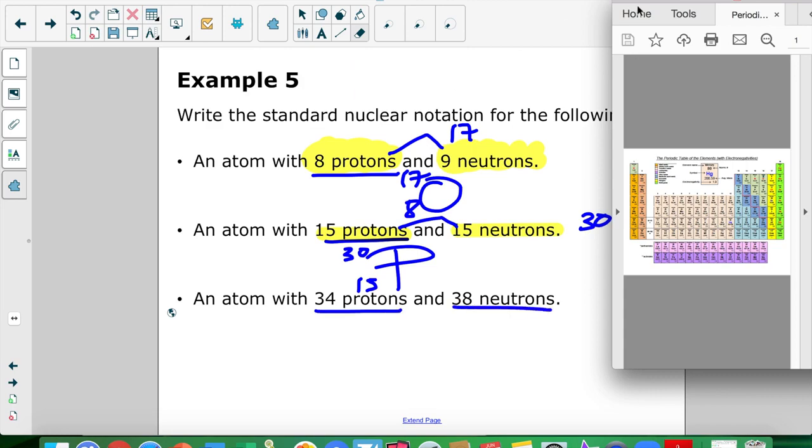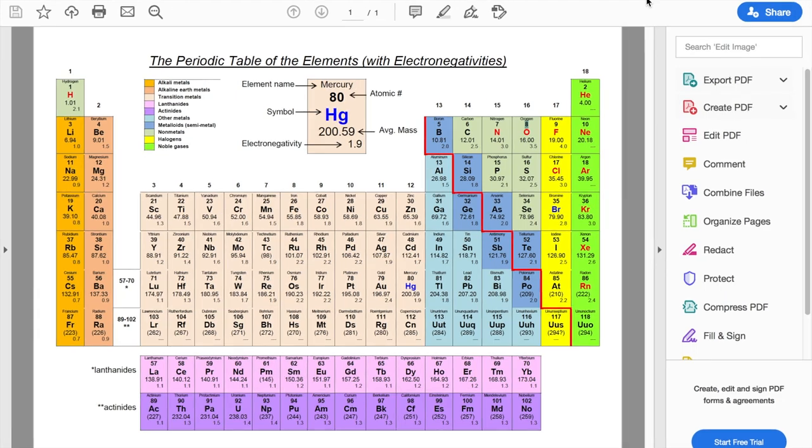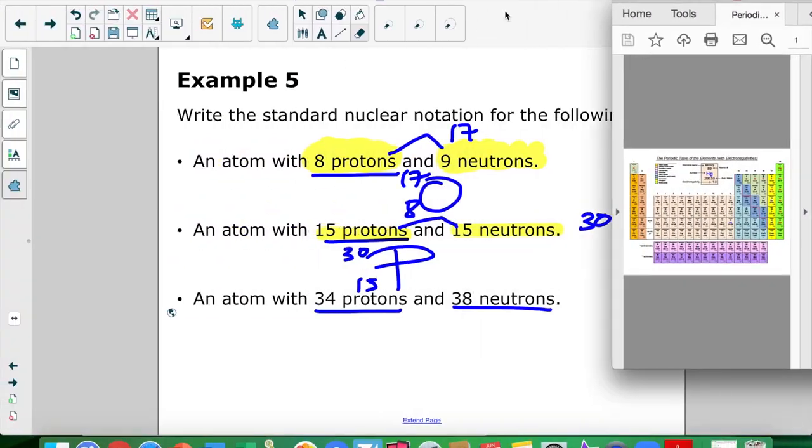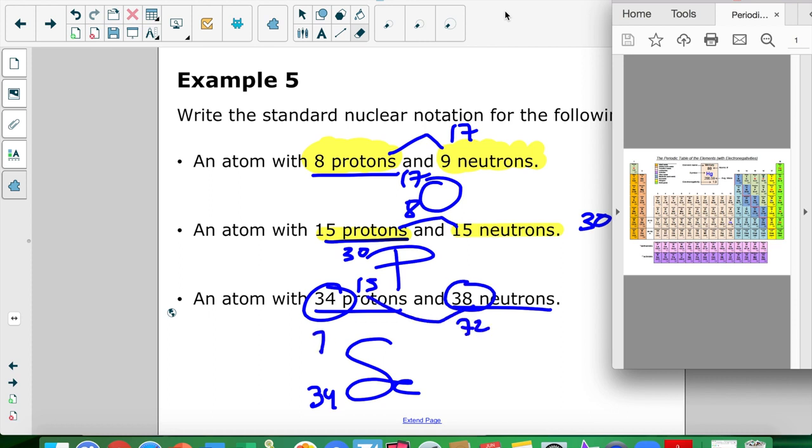So again, I go back to the periodic table and I say, what is the atom that has an atomic number of 34? So 34, it's here. So that's going to be selenium. All right, so I go to my activity over here and I write selenium, and that's the symbol for selenium, Se. The 34 protons go here, and then I add 34 plus 38, and that's going to be a total of 72. So I will write 72 on the top left corner.